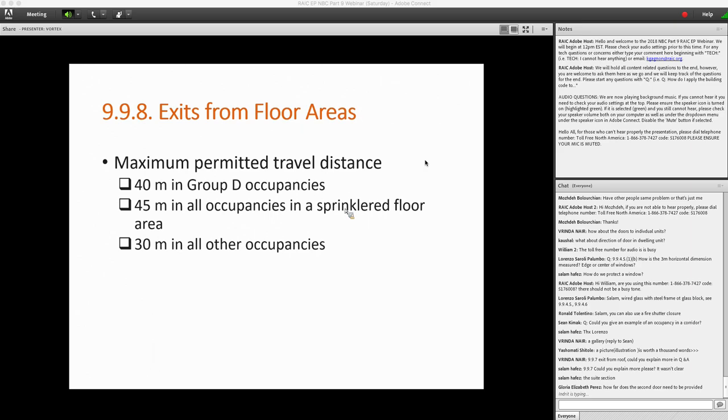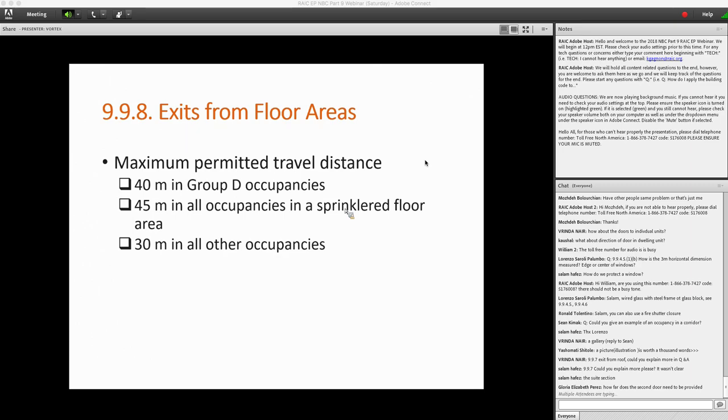And depending on whether the travel distances in NBC table 9974 is exceeded, you may be required to provide a minimum of 2 egress doors. This section 998 is actually looking at the travel distance to an exit. Okay, so the maximum permitted travel distance to at least one of the exits in a group D occupancy is required to be not more than 40 meters. In all other occupancies, it's required to be not more than 30 meters.